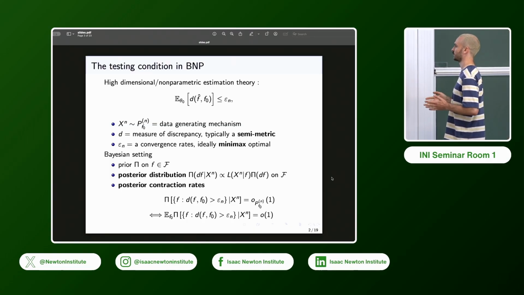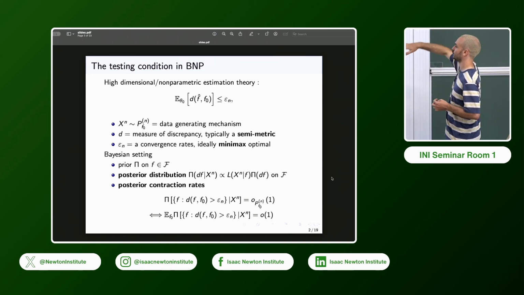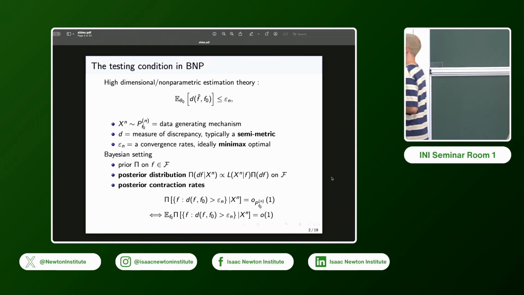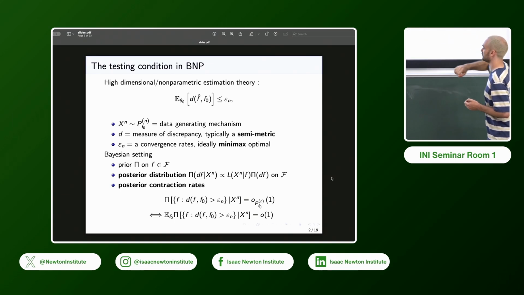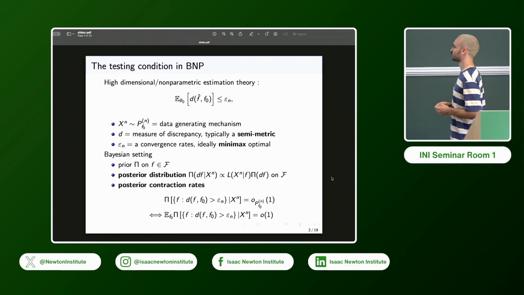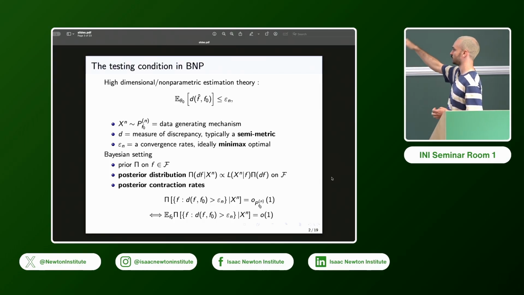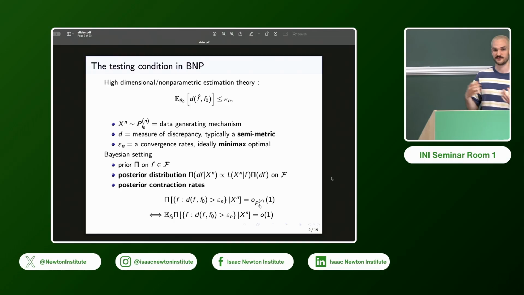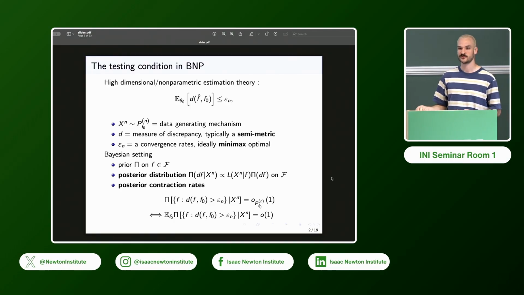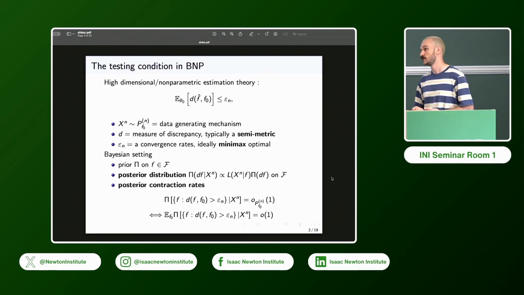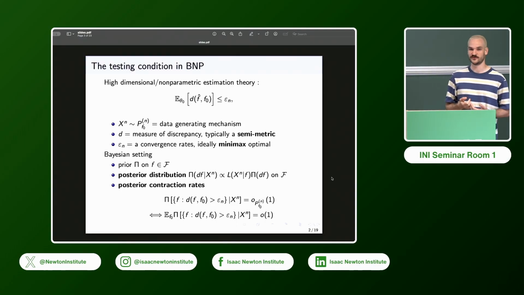And I'd say the most commonly found alternative formulation for the Bayesian framework is something of this kind. So what you want to say is that, based on some rate epsilon n and your posterior distribution pi given the data, the posterior probability of the complement of an epsilon ball around f-naught goes to 0 in probability under the probability distribution of the data.